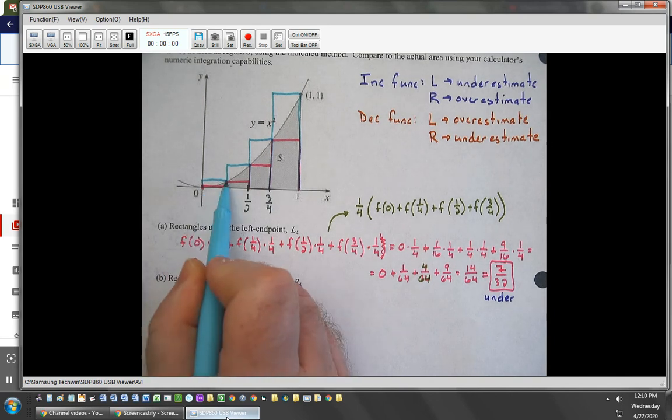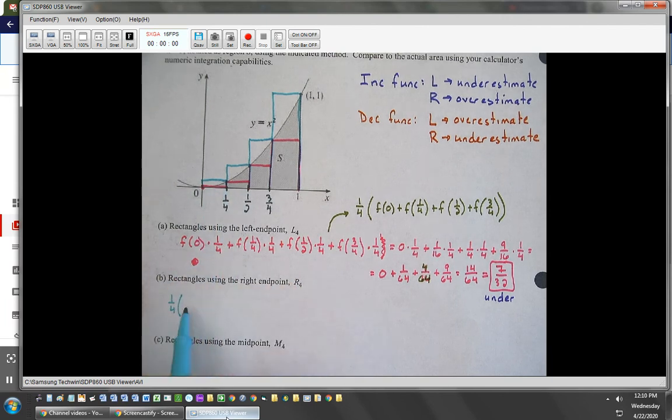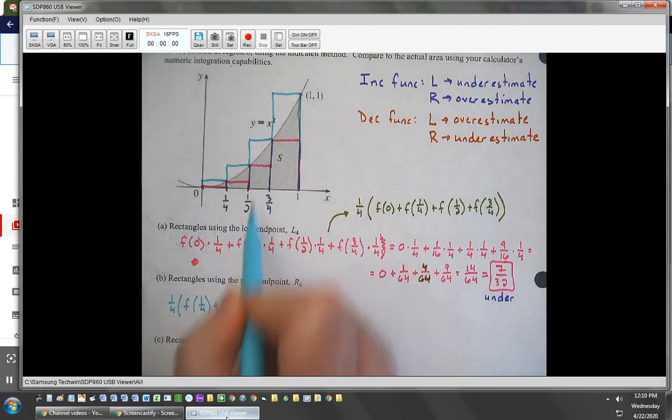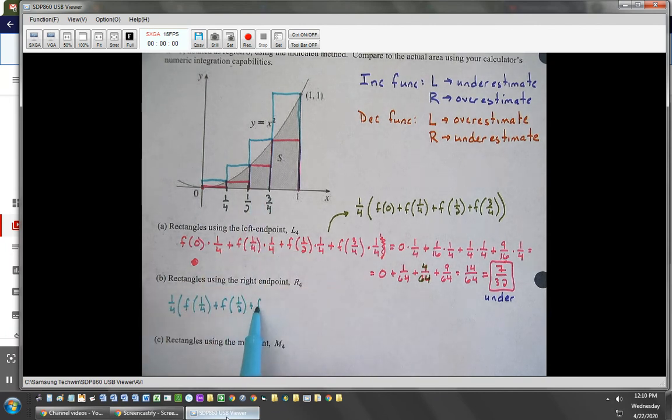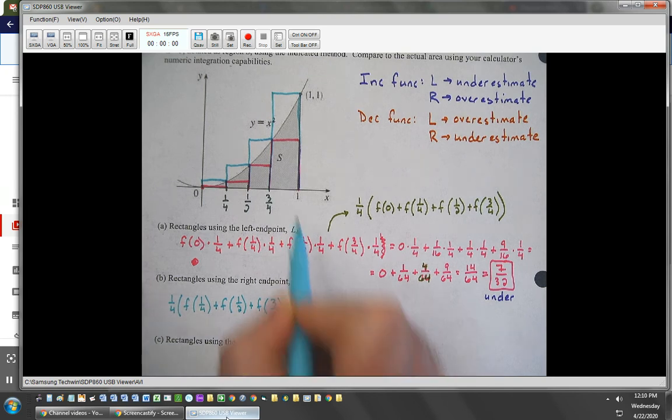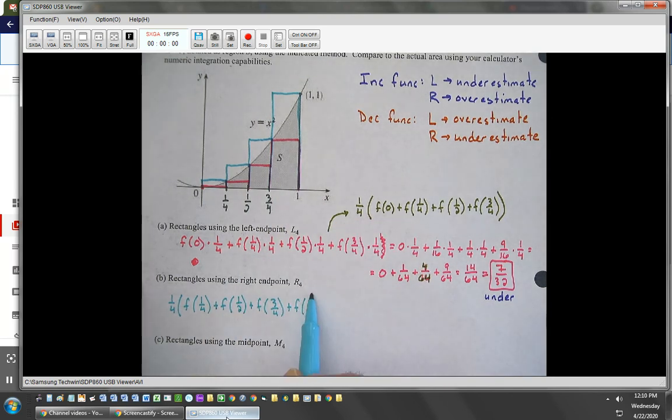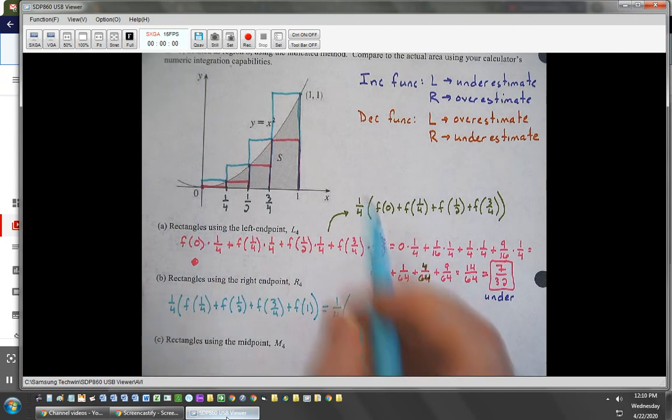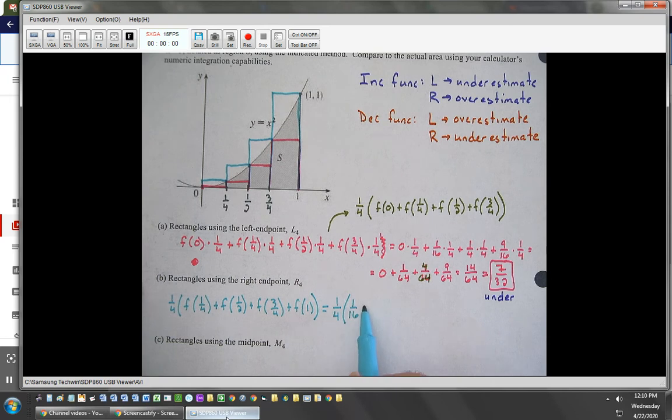My first function height, though, isn't 0 this time. This time, the height of this rectangle is f of 1/4 plus f of 1/2 plus f of 3/4 plus f of 1, which equals 1/4 times, f of 1/4 is 1/16, plus 1/2 was 1/4, 3/4 was 9/16, and f of 1 is 1.